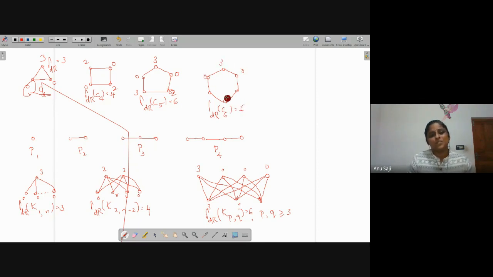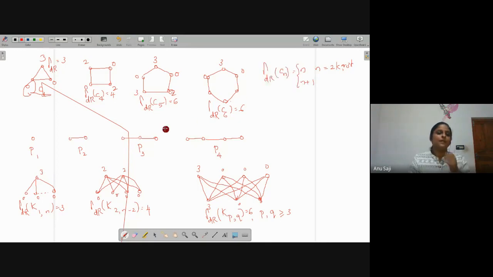Okay. So, by these examples, we can prove a theorem. Proof is a little bit difficult. The theorem is: gamma dr of Cn is equal to n if n is a multiple of 2 or 3, and n plus 1 otherwise.